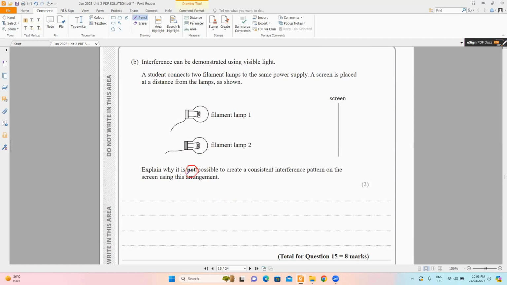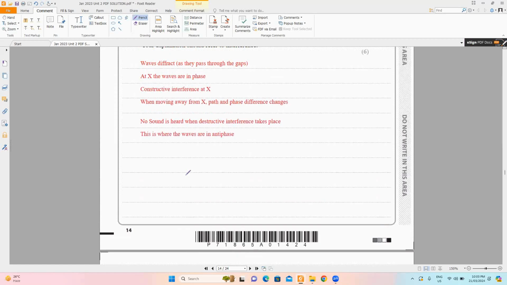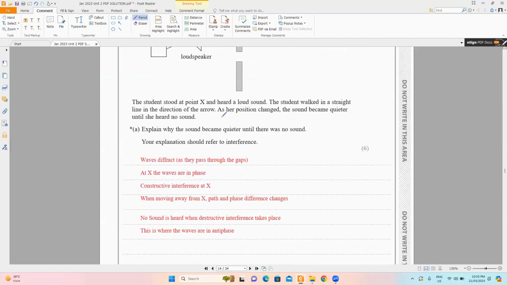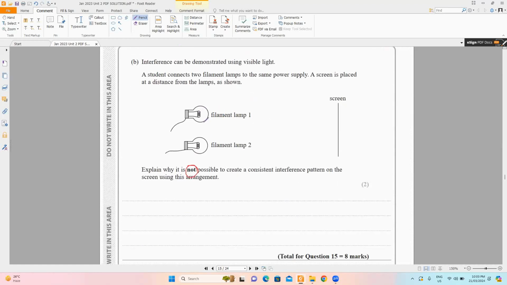So you might be wondering, if this works over here with sound, it should also work with light. But the issue is you're using two different sources. So two different sources very likely will not have the same frequency, meaning they are not coherent. And to get a stable interference pattern, you have two requirements, and you should know this by now. What are the two requirements for waves to exhibit a stable interference pattern?